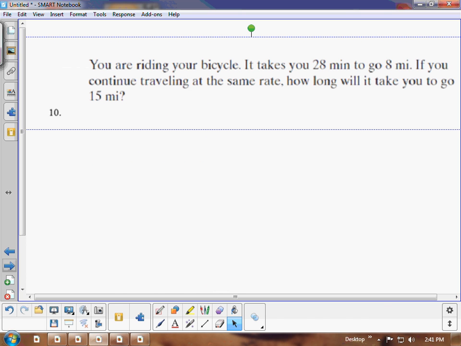Sorry about that. Number 10, you're riding a bicycle. It takes 28 minutes to go 8 miles. If you continue traveling at the same rate, how long will it take to go 15 miles?